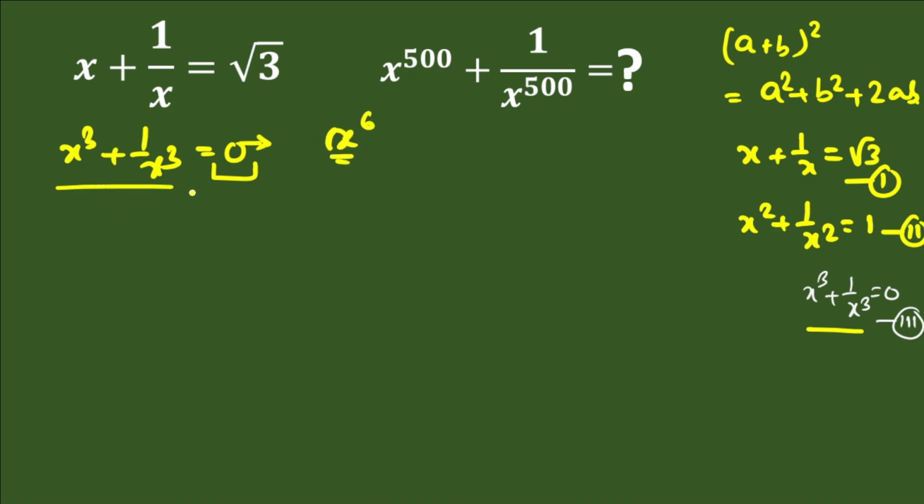Now for that we'll multiply both sides by x cube. So if we multiply the left hand side by x cube, and now 1 will multiply by x cube, so it is x cube divided by this x cube, and in the right hand side 0 multiplied by x cube.